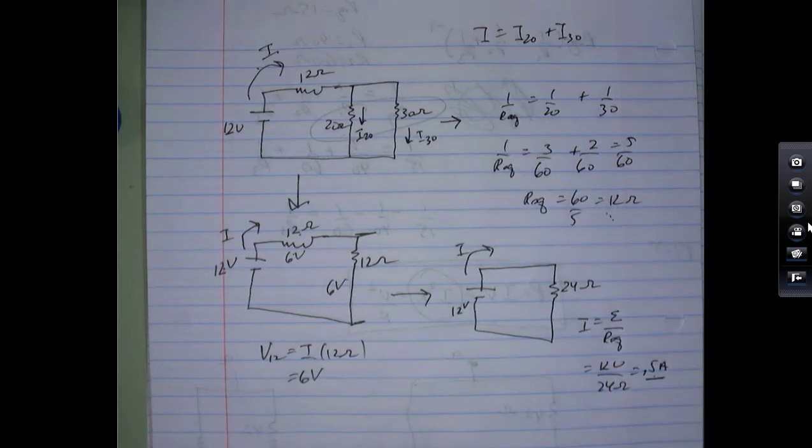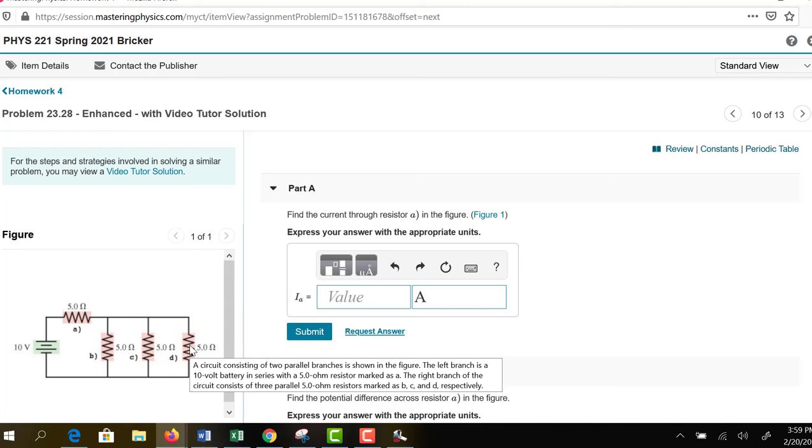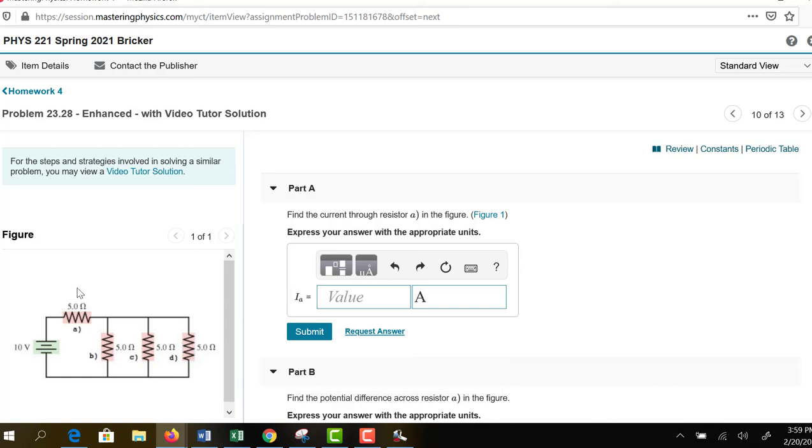Okay, let's look at the next one. Same idea here as the previous problem. This is a more complex circuit, and there's a video tutor solution here, so you can take a look at the author working this one out. But what I would do is make this into a simple circuit. So you got a 5 and a 5 and a 5. These are all in parallel with each other. Replace that by one resistor, and then you can get the total or equivalent resistance of the complete circuit. Get the total current coming out of the battery. Luckily in this one, it splits off in 3 ways. B, C, and D.